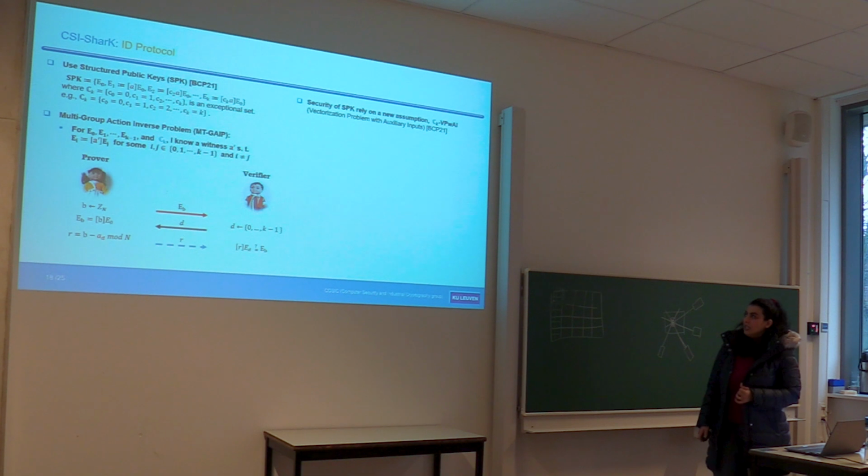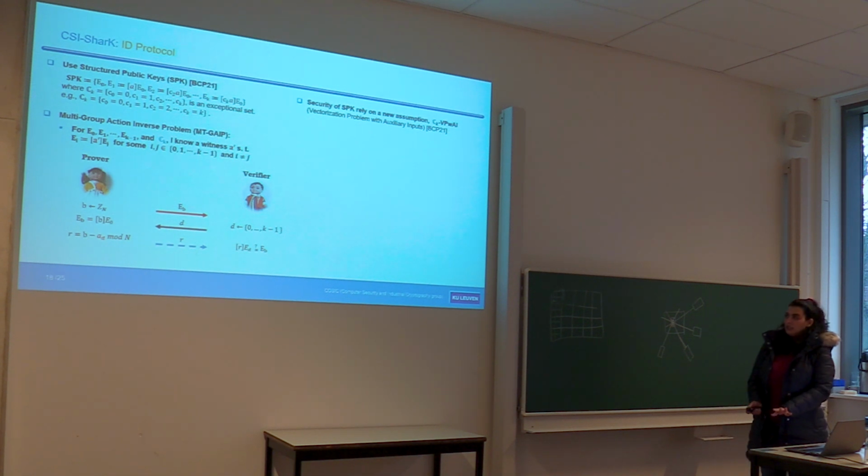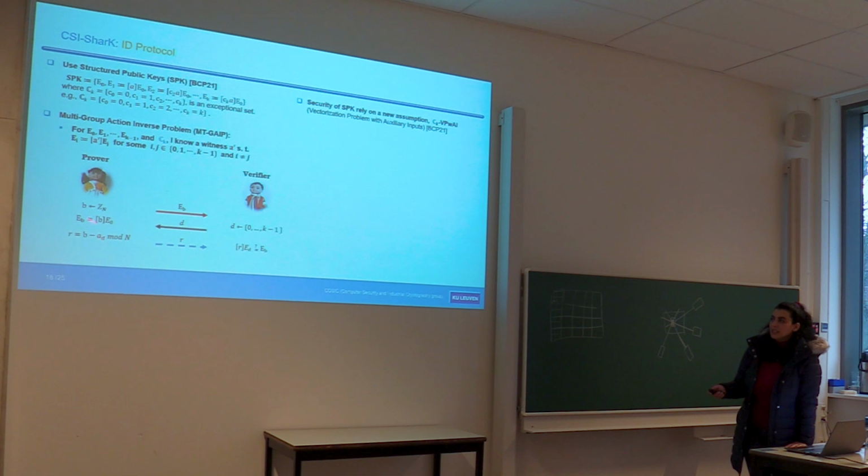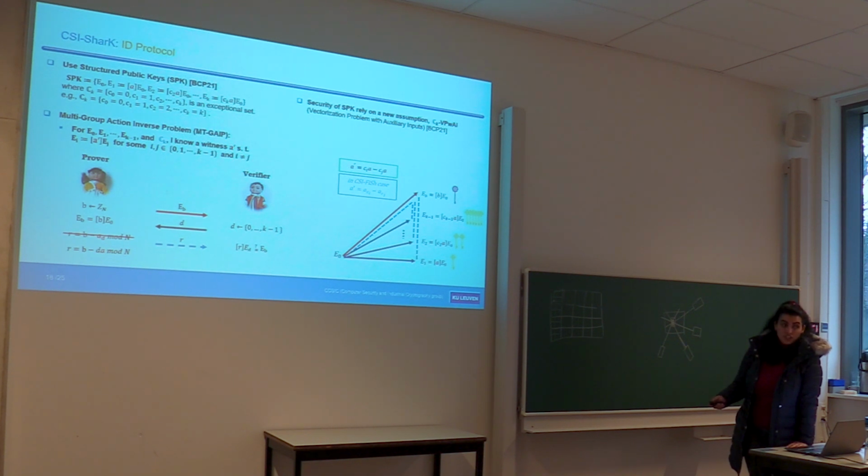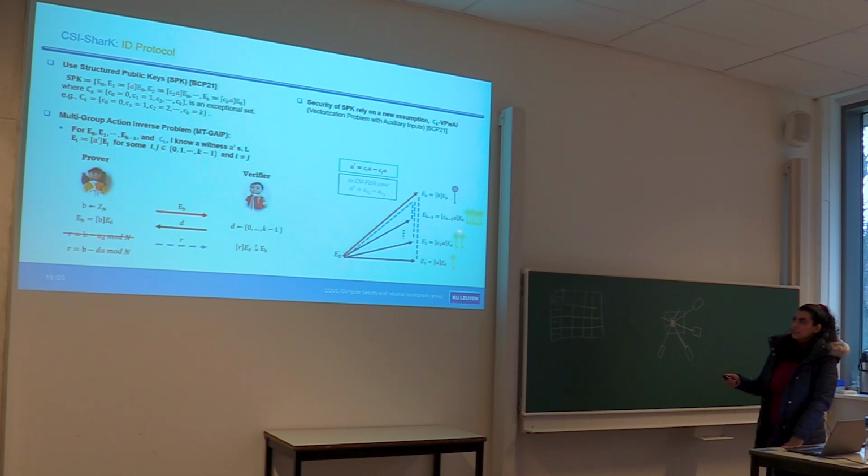Here, for the ID protocol of C-SharK: the prover picks a random P, commits to that, gets a challenge D from this set, and answers with R. But that was for C-FiSh. Here, the prover just answers with DA mod N. Why? Because here we have one secret and the factors of that secret.